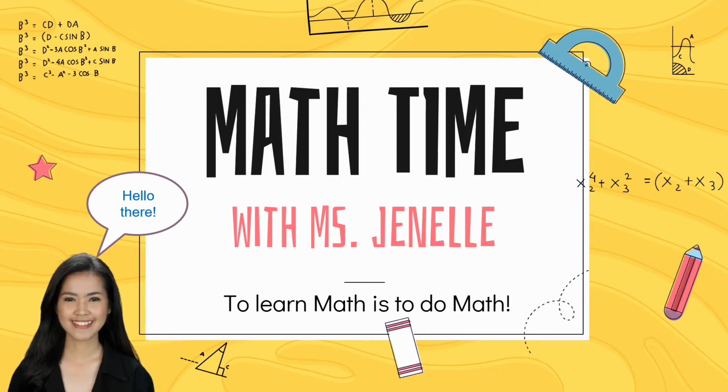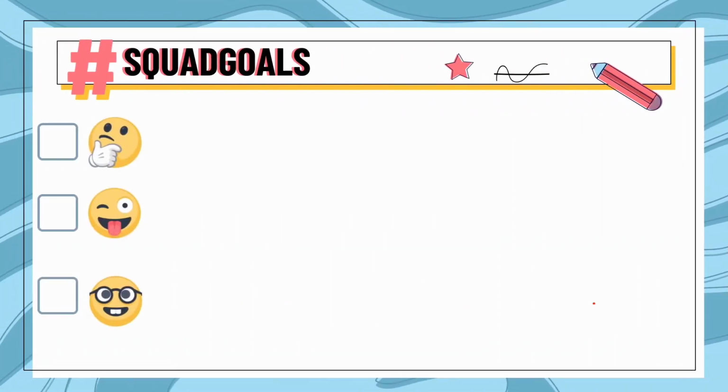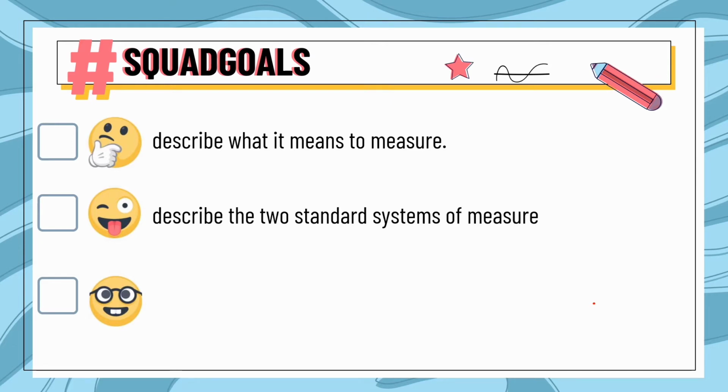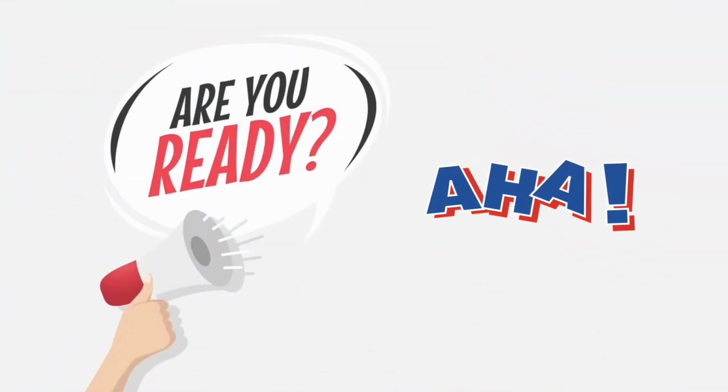So for today, we will learn all about measurement. With this lesson, here are the squad goals we will accomplish. First, describe what it means to measure. Second, describe the two standard systems of measure. Lastly, identify the basic units in the metric system. So are you now ready? Ready na?